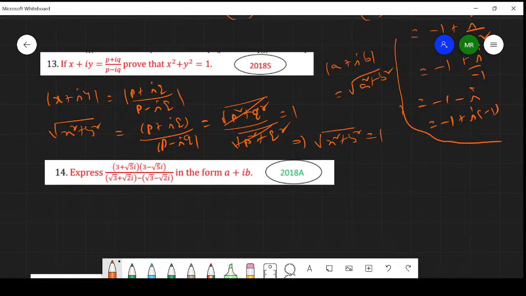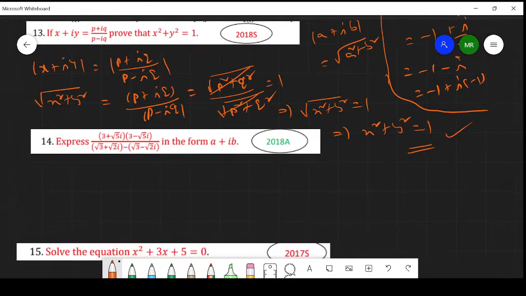Squaring on both sides, you will get x square plus y square is equal to 1. Simple method: take mod on both sides and apply this, it gives 1. Squaring on both sides, x square plus y square is equal to 1. We get the required answer.